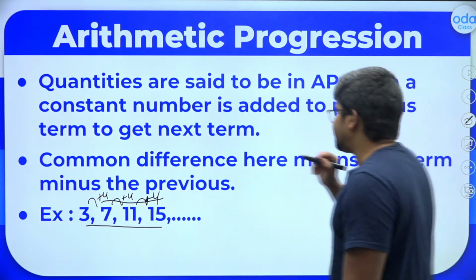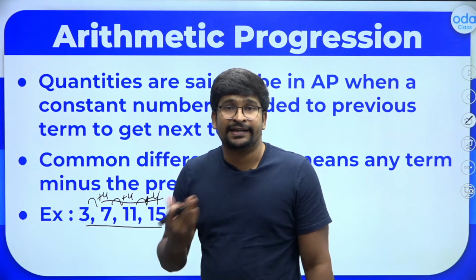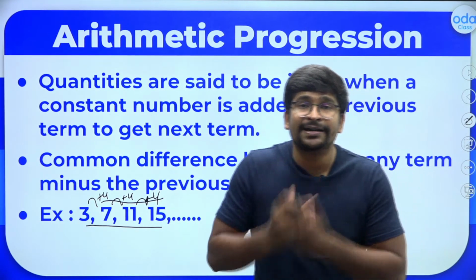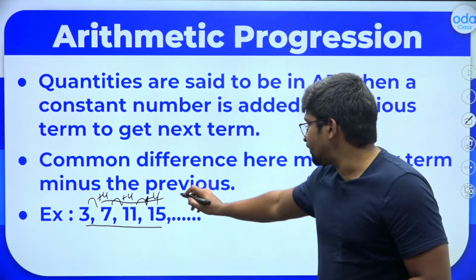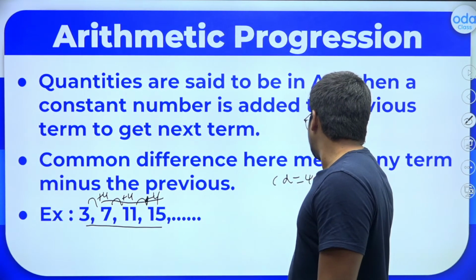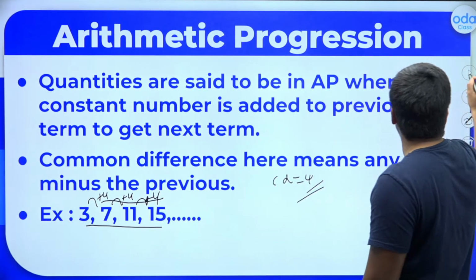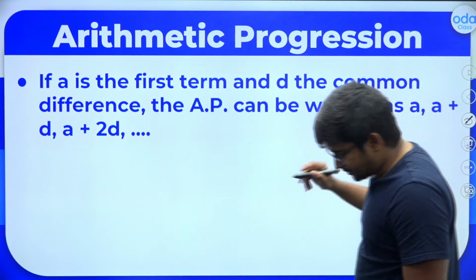And this constant number which is getting added is called the common difference of the arithmetic progression. So what is the common difference here? Common difference here is 4. Is it clear to all of you? Because 4 is getting added throughout. Alright, let's take a few more examples then.